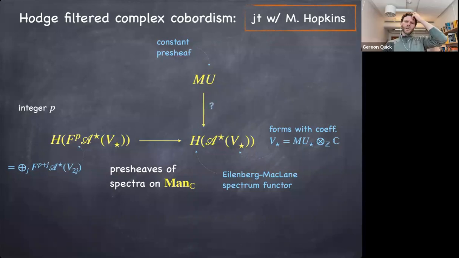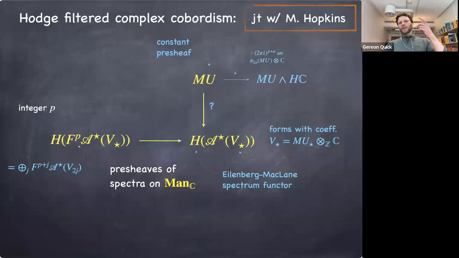Okay, now there's a map missing. This map from MU to this bottom corner. And so how can we construct such a map? We go from this constant presheaf just given by our spectrum to this Eilenberg-MacLane spectrum of forms. Okay, so how do we associate a form to this? It's actually an abstract way of producing this. So we take a map from MU to MU wedge the Eilenberg-MacLane spectrum of the complex numbers. So on homotopy groups, what we're doing is we tensor with C.